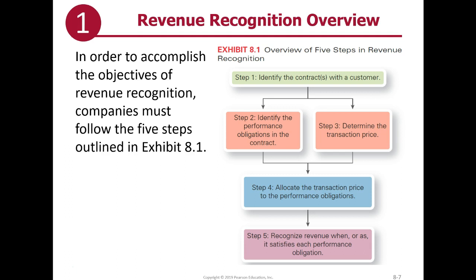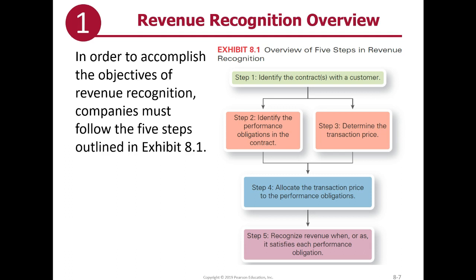Second, we identify the different performance obligations within that contract. So for example, if you have cellular service and you also have a phone, there's two performance obligations. You buy a phone, you have cellular service. The third step is determining what the dollar amount of the transaction price is. And though it seems like this should be fairly straightforward, it's actually far more complicated than we understand.